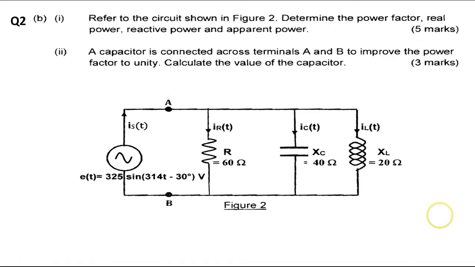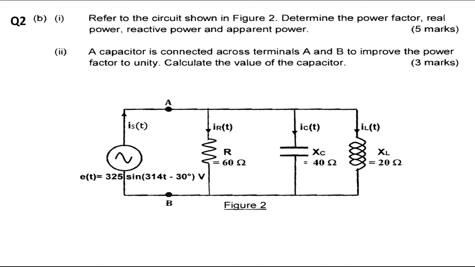We next go on to part B of this question, where we are given a circuit as shown. Same circuit that was referred to in part A, but what we need to determine this time is the power factor, the real power, the reactive power, and the apparent power. Subsection 2 asks us to connect an extra capacitor here so that the power factor can be improved to unity, and we are required to calculate the value of this capacitor that we want to add on.